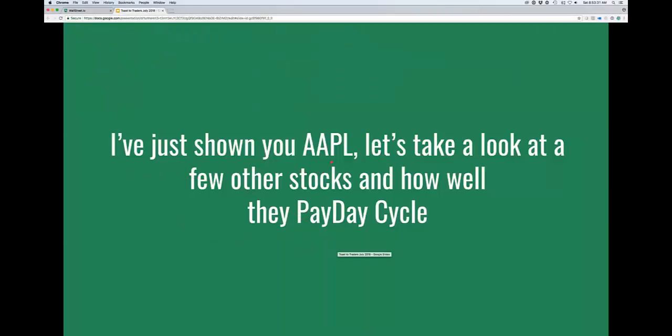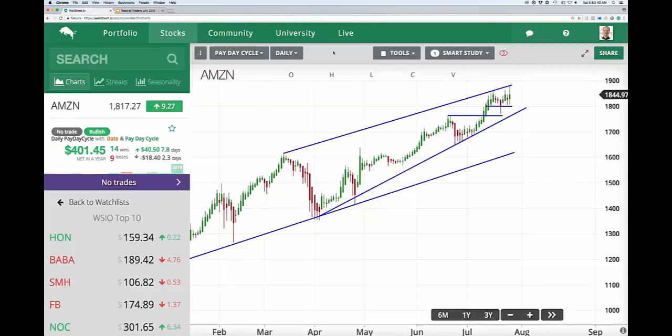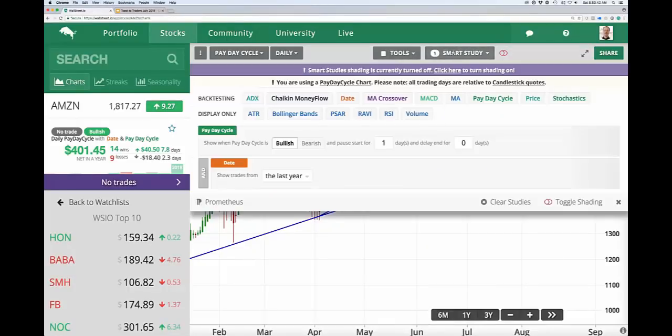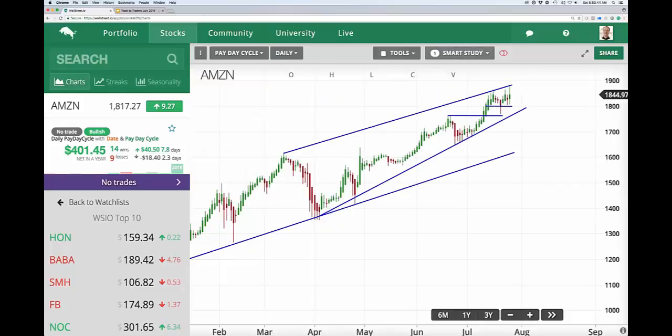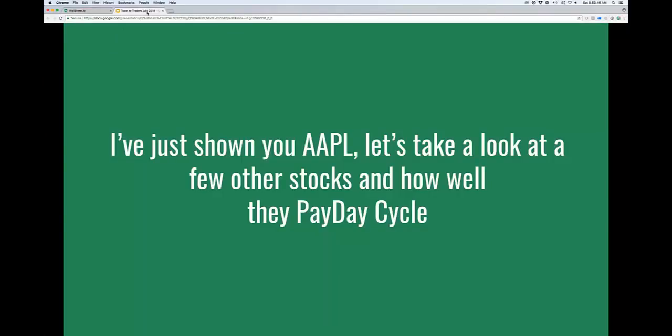So I showed you Apple. I also showed you Netflix, Amazon, NVIDIA, and a few other stocks. The main point is that if you want to trade a stock using payday cycle or any indicator, it's important you backtest it. All you have to do is just load it up here in Smart Studies. You can backtest it. Make sure you're not using a strategy that doesn't work.